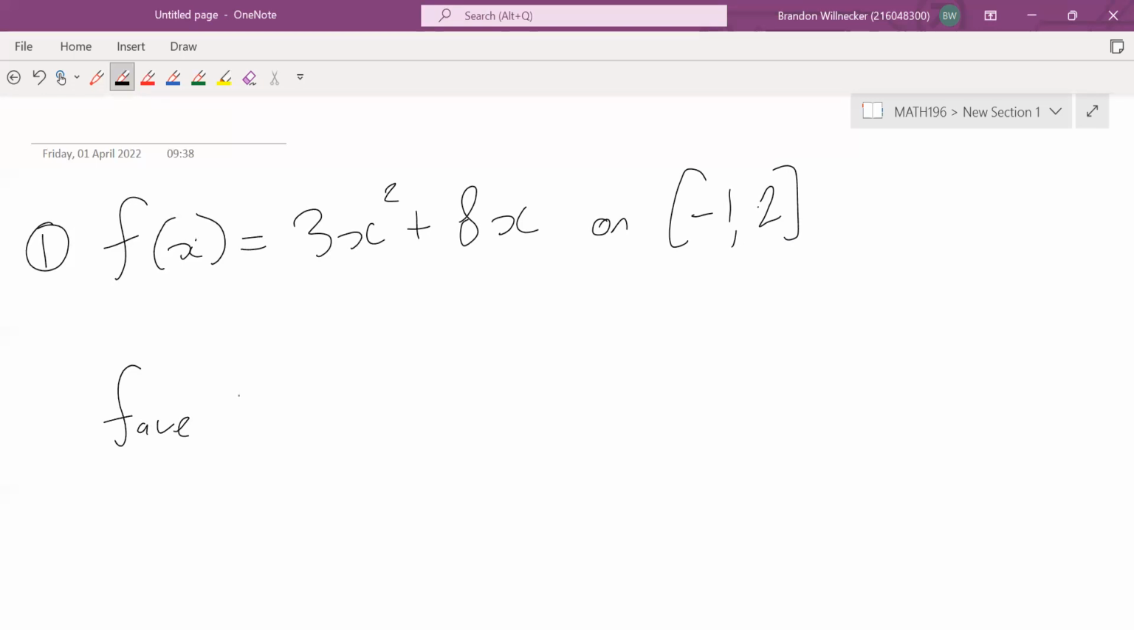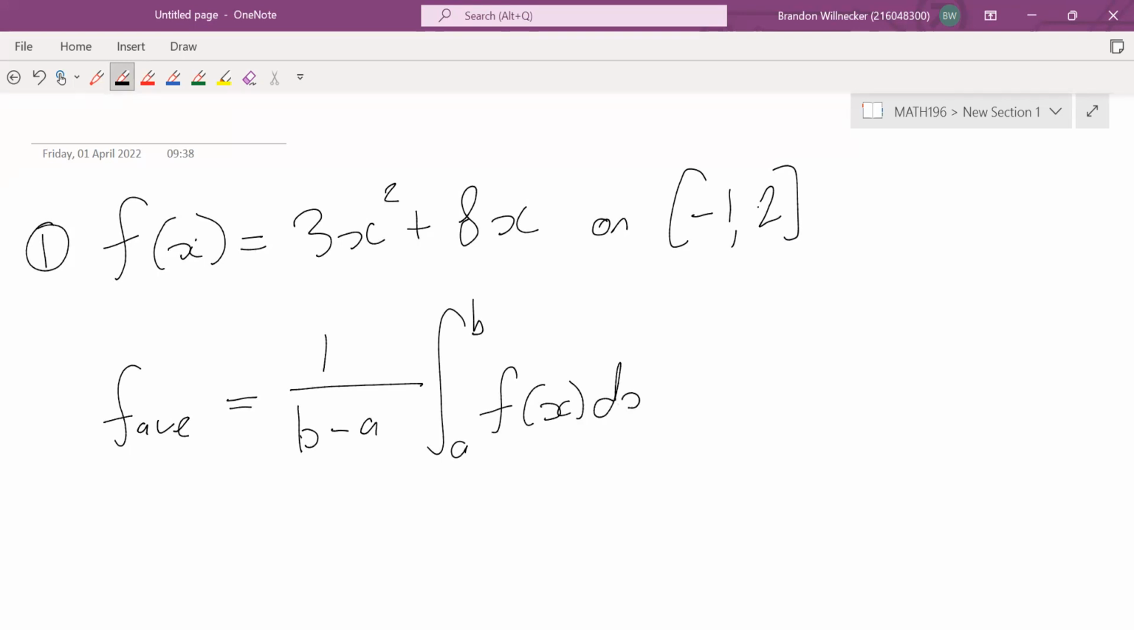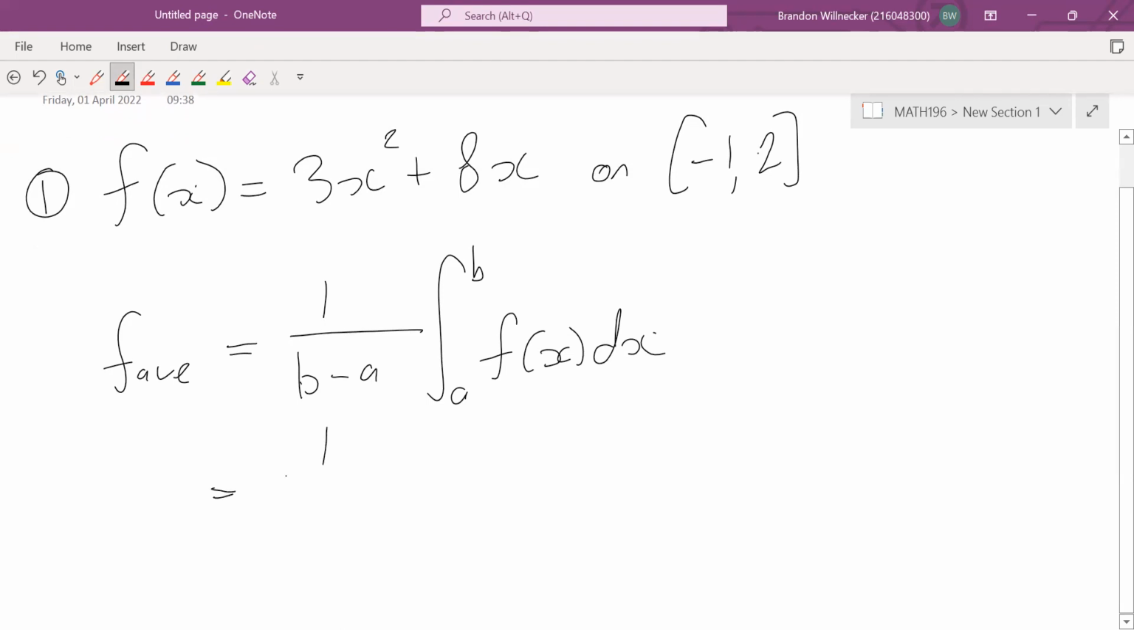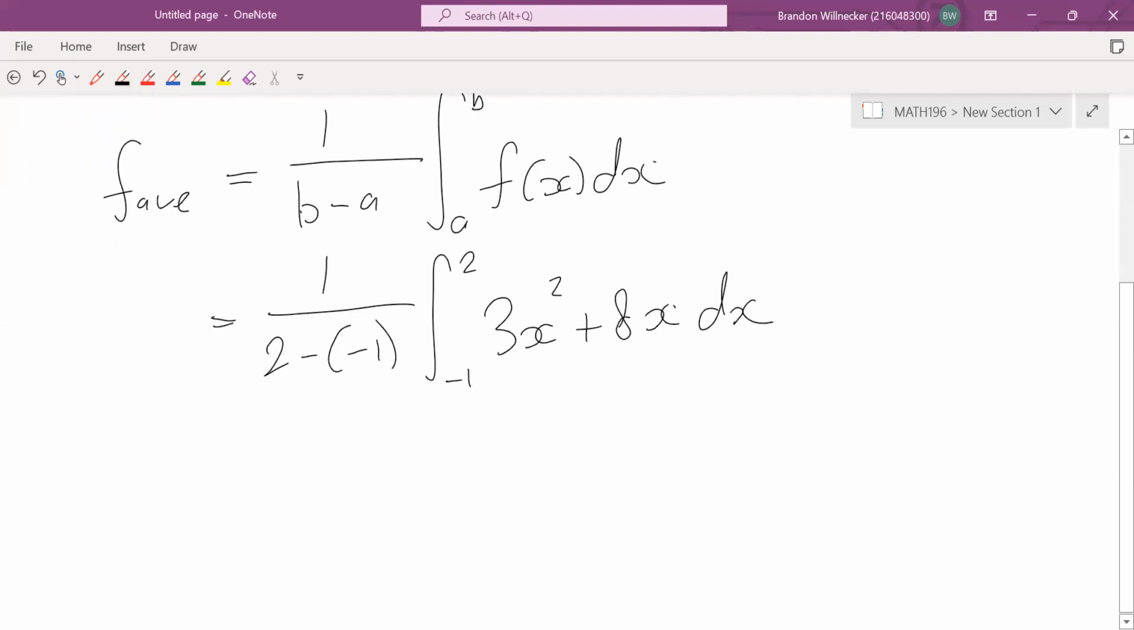So f average, which is our constant average function now, is going to be 1 over b minus a, the integral from a to b of our function. So in this case, it's going to be 1 over 2 minus 1, the integral from -1 to 2 of 3x squared plus 8x. Okay, so we could work this out. 2 minus 1 is just 2 plus 1, so it's going to be 1/3 the integral from -1 to 2 of 3x squared plus 8x dx.